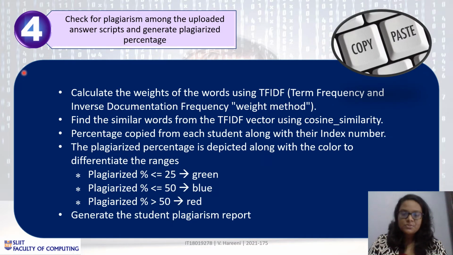Coming to the plagiarism, here the plagiarism is calculated among different students, not with the internet, but among different students, to see whether they have copied. Here we calculate the weight of the words using term frequency and inverse document frequency. Then, using cosine similarity, we compare words to find similar words, and overall a report is generated where the percentage copied from each student is denoted, and the overall percentage is denoted by a color. If it's less than 25%, we use green. If it's less than 50, it's blue. If it's greater than 50, it's red.